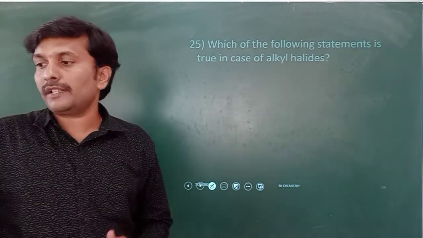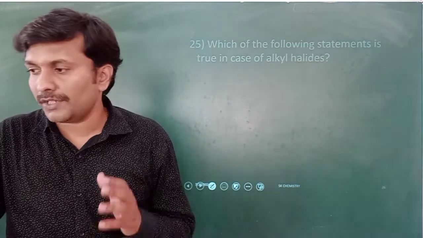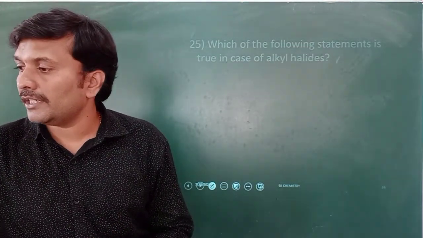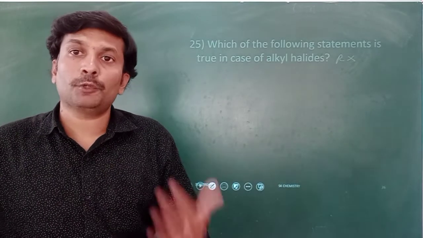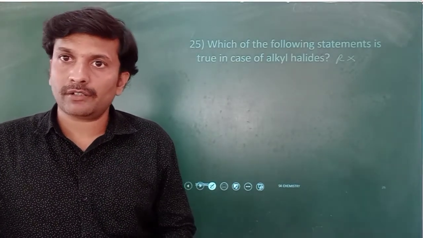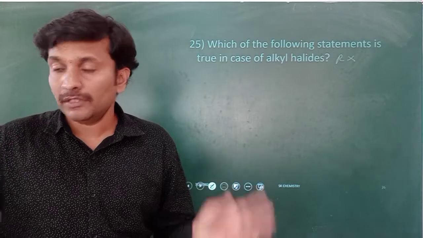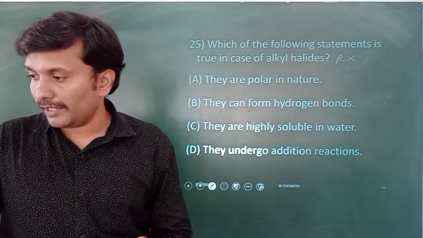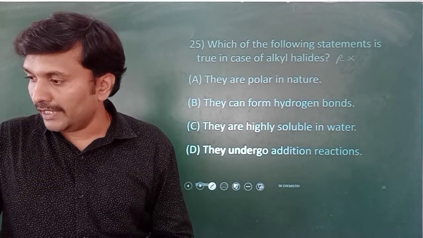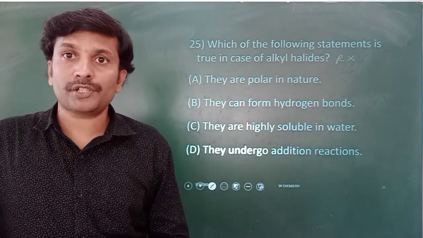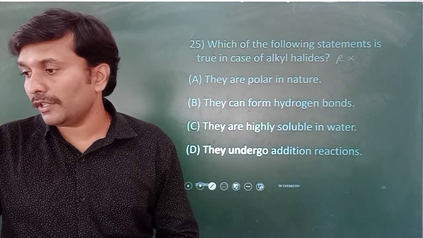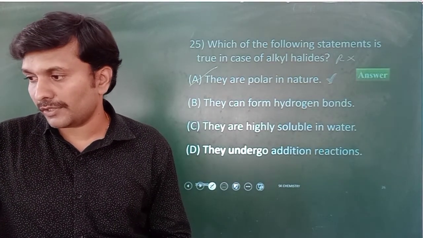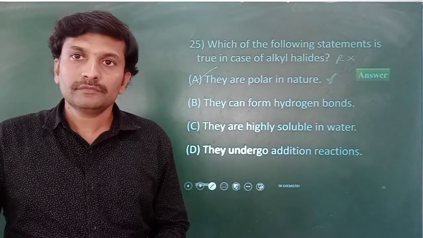Which of the following statements is true in case of alkyl halides? The moment it is RX, RX is polar because X is more electronegative and is attached to carbon, so this is going to have polarity. They can form hydrogen bond, they are highly soluble in water, they undergo addition reaction: not at all. They are going to exist as polar in nature. So which option, children? A. Next.